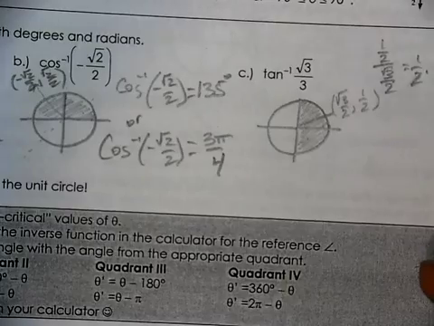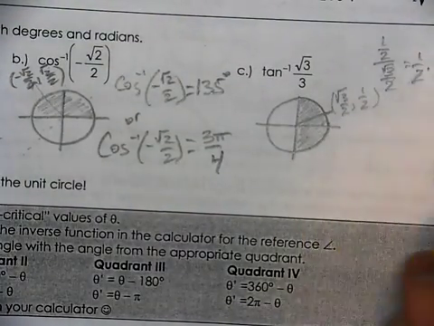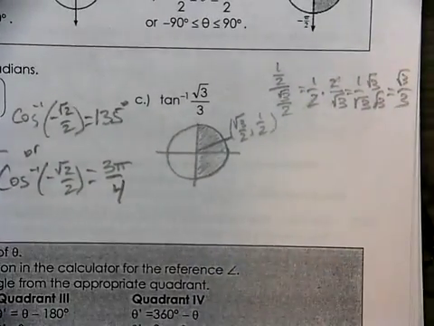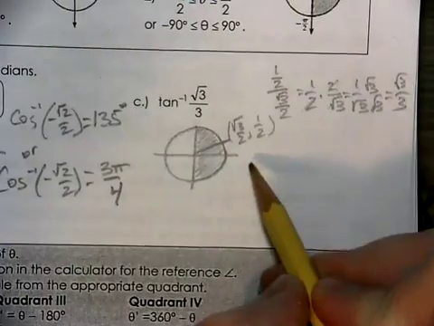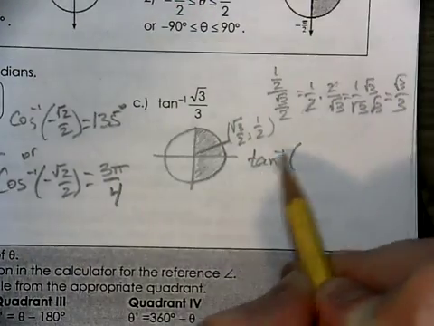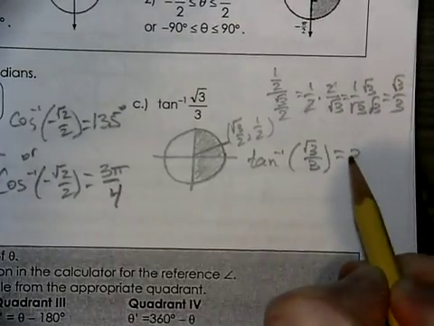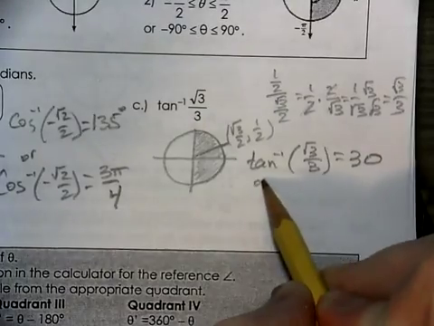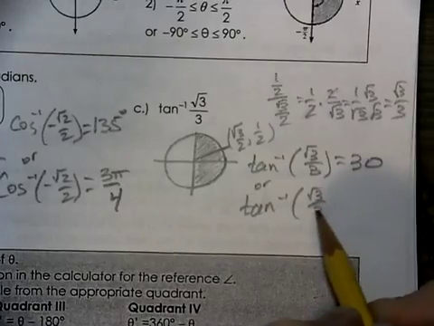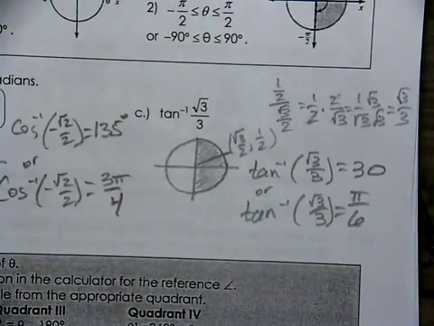That gives us root 3 over 3. So, did we find the angle that has a tangent of root 3 over 3? And the answer is yes. So, tangent inverse. What is the angle that has a tangent of root 3 over 3? And we got 30 degrees. Or you could say tangent inverse of root 3 over 3 equals pi over 6.